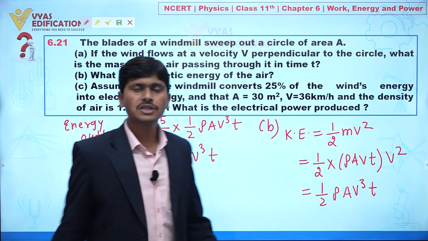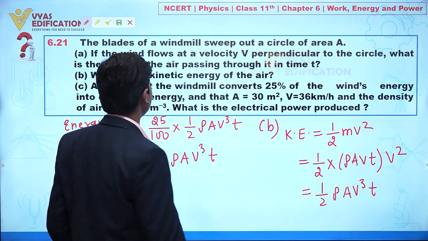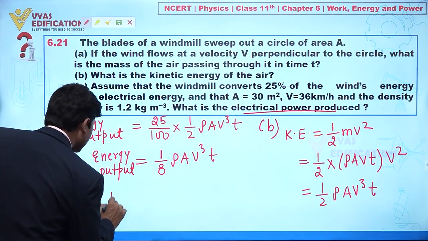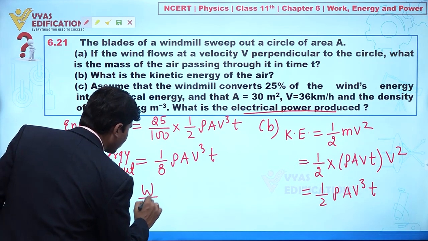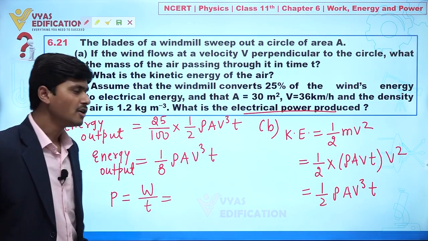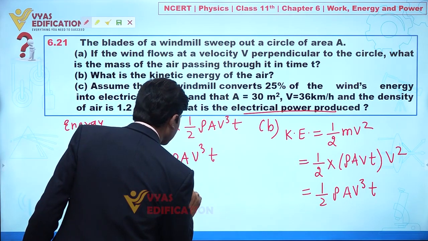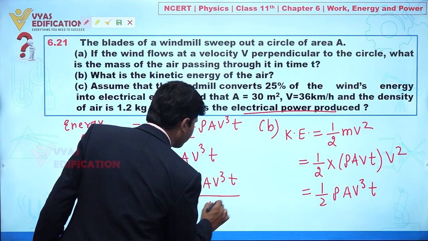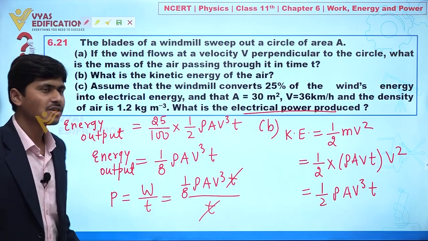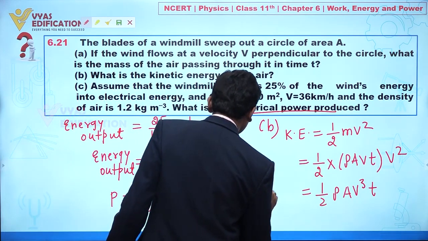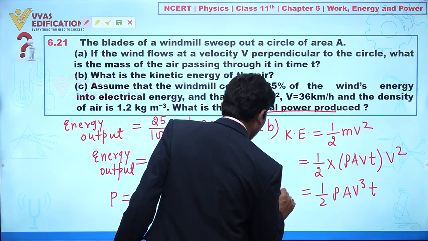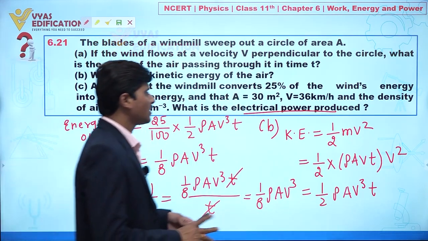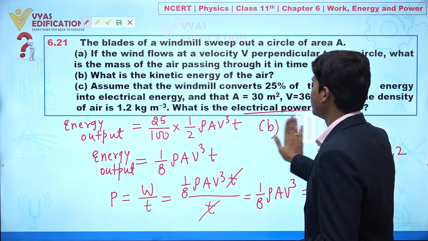Now what is our objective in part C? Our objective is very clear: what is the electric power produced. Power produced is given by work done per unit time. So we divide this expression by time, rho A v cube t divided by t, and t and t cancel out. So the electric power produced is 1 by 8 rho A v cube. Now all other parameters are given, so we can put in all the values.